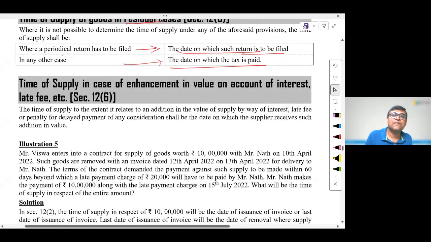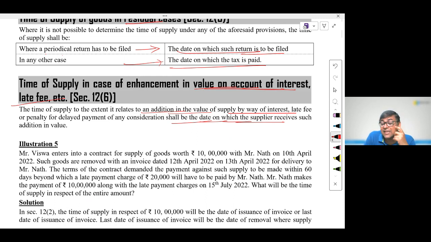Time of supply in case of enhancement in value on account of interest, late fees, etc. If, due to interest, late fees, etc., your valuation has been increased, for this part, the time of supply, to the extent it relates to an addition in the value of supply by way of interest, etc., shall be the date on which the supplier received this money in addition to the valuation of goods. This receipt date should be considered as the time of supply.